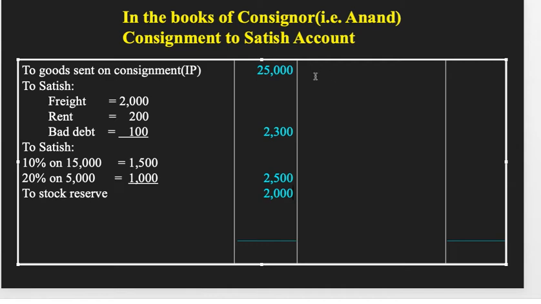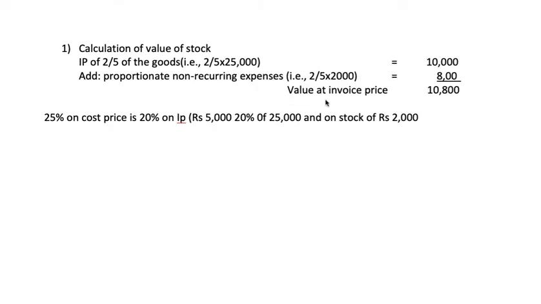Now when we come here to the income side, first we are going to write down to Satish. How much is he selling? He is selling 3/5 of the goods for rupees 20,000. So to Satish, you can write down here sales proceeds. He is selling it for 20,000 rupees, right? Then we have calculated the value at the invoice price, 10,800. By consignment stock, how much? 10,800. So we are going to write down the same value here.